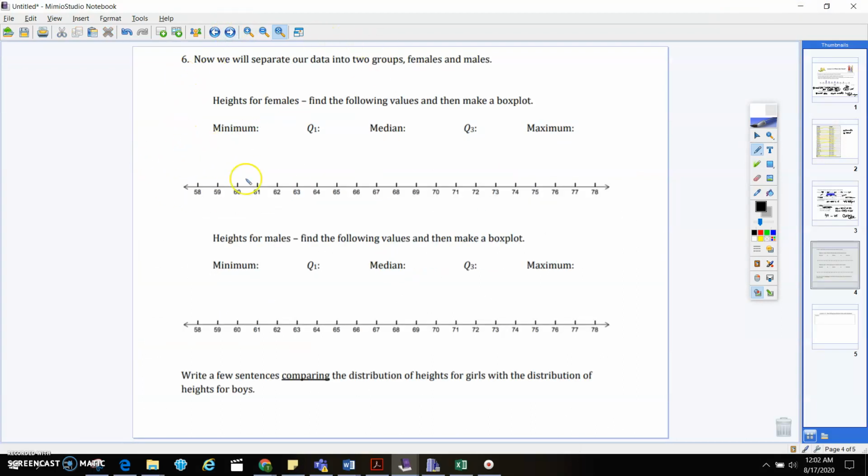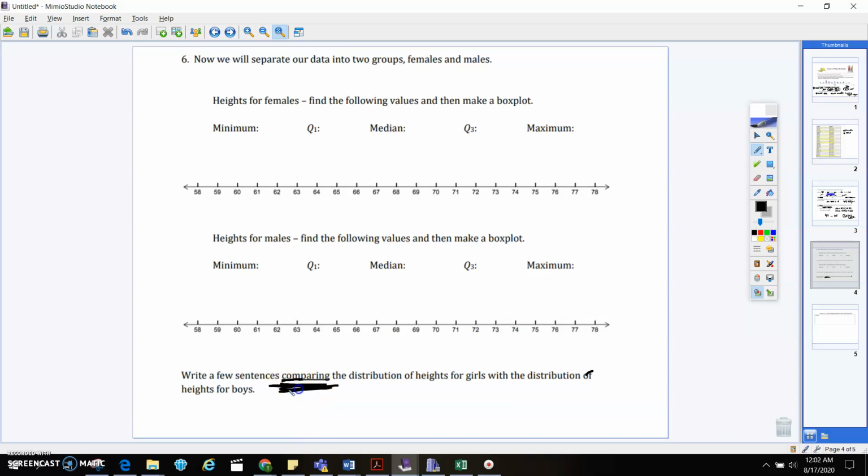Then what we're going to do is split up our data into two groups. Again, Stapplet does do this for you, but you need to be able to do this by hand. So I'm going to take my data, split it, and then post it in here. And then I would write a few sentences comparing the distribution of heights for girls with the distribution of heights for boys. I cannot emphasize this enough. This is really important.